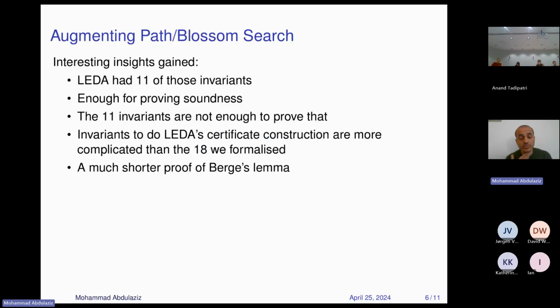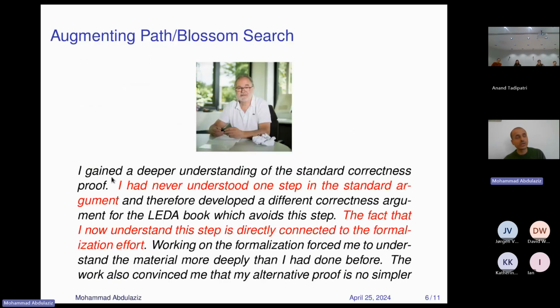So as I said, the outcomes of this project were that we found those invariants that were missing, and we found a much shorter proof of Verge's lemma. And indeed, Kurt Mehlhorn, who wrote that book, was saying that this formalization was why he fully understood the proof of the algorithm.